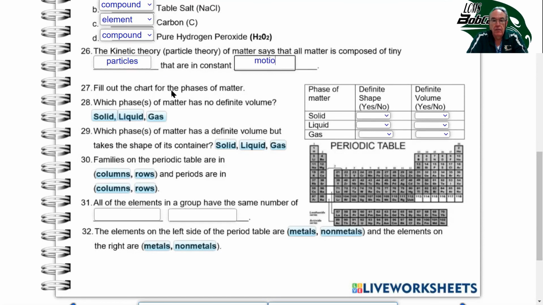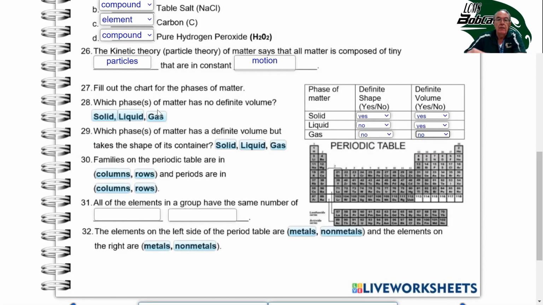The kinetic or particle theory of matter says that all matter is composed of tiny particles in constant motion. Fill out the chart for the phases of matter. Solid, definite shape, yes. Definite volume, yes. Liquids do not have a definite shape, but they do have a definite volume. Gases have neither a definite shape nor a definite volume.